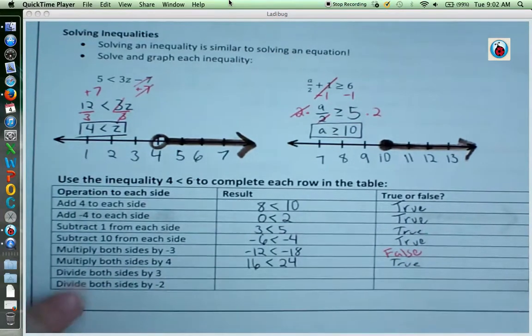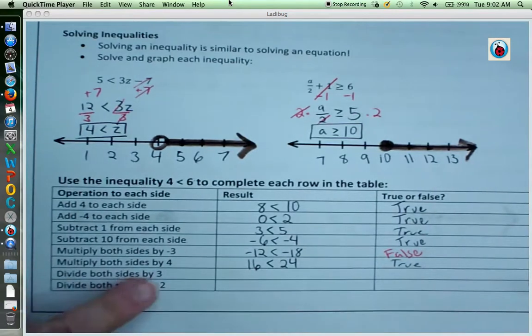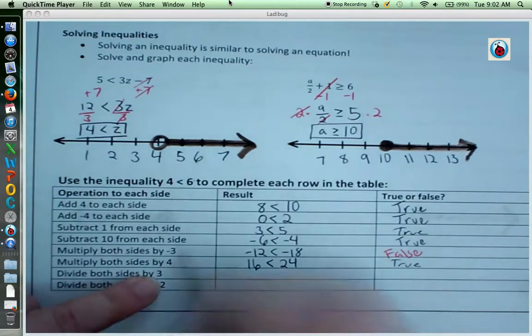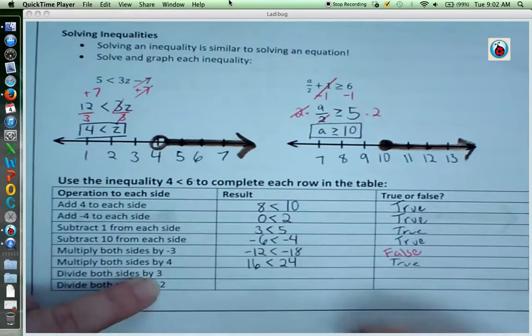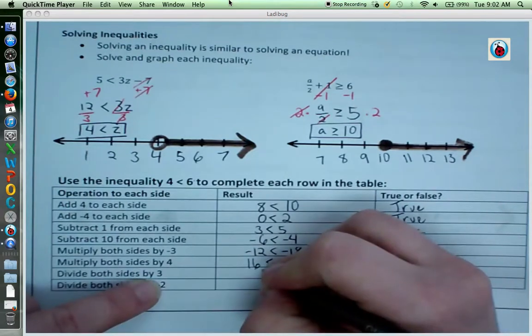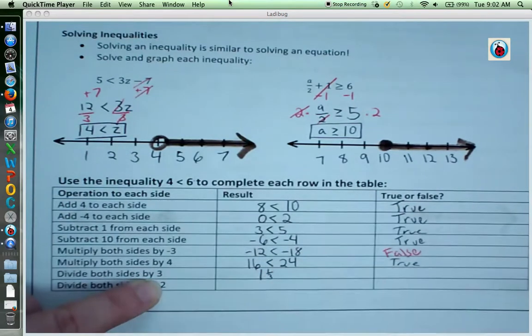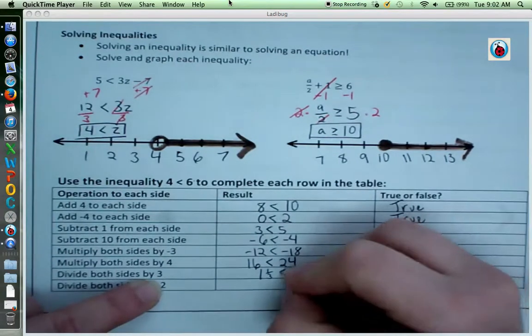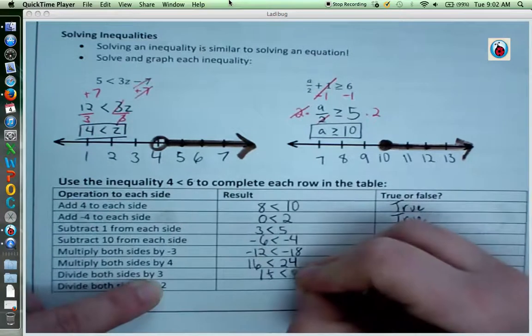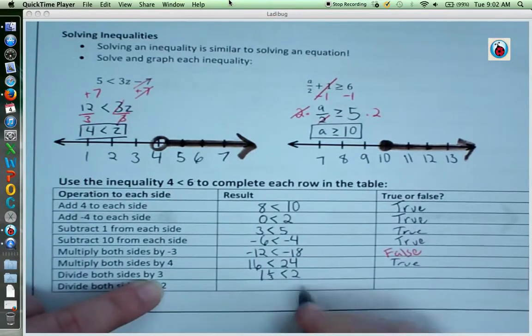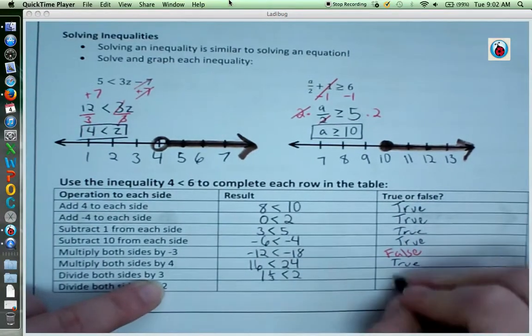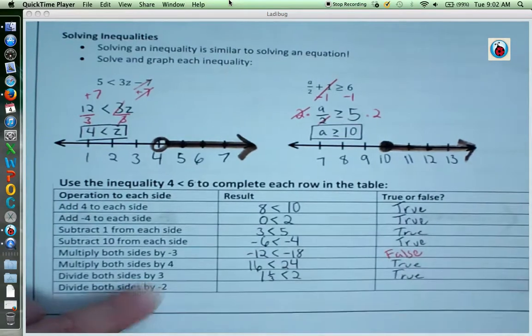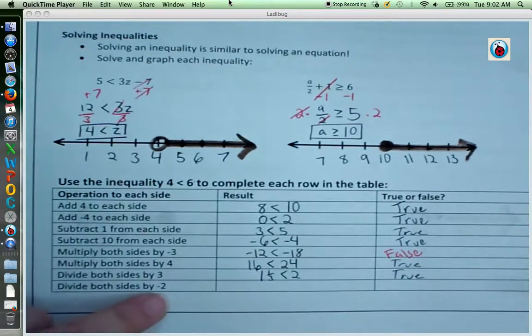Now let's try dividing by a couple numbers. Divide both sides by 3. 4 divided by 3 would be 1 1/3. If I think of 4/3, that's the same as 1 1/3. 6 divided by 3 is 2. Is 1 1/3 less than 2? Yes, that is true. And last one here, divide both sides by negative 2.